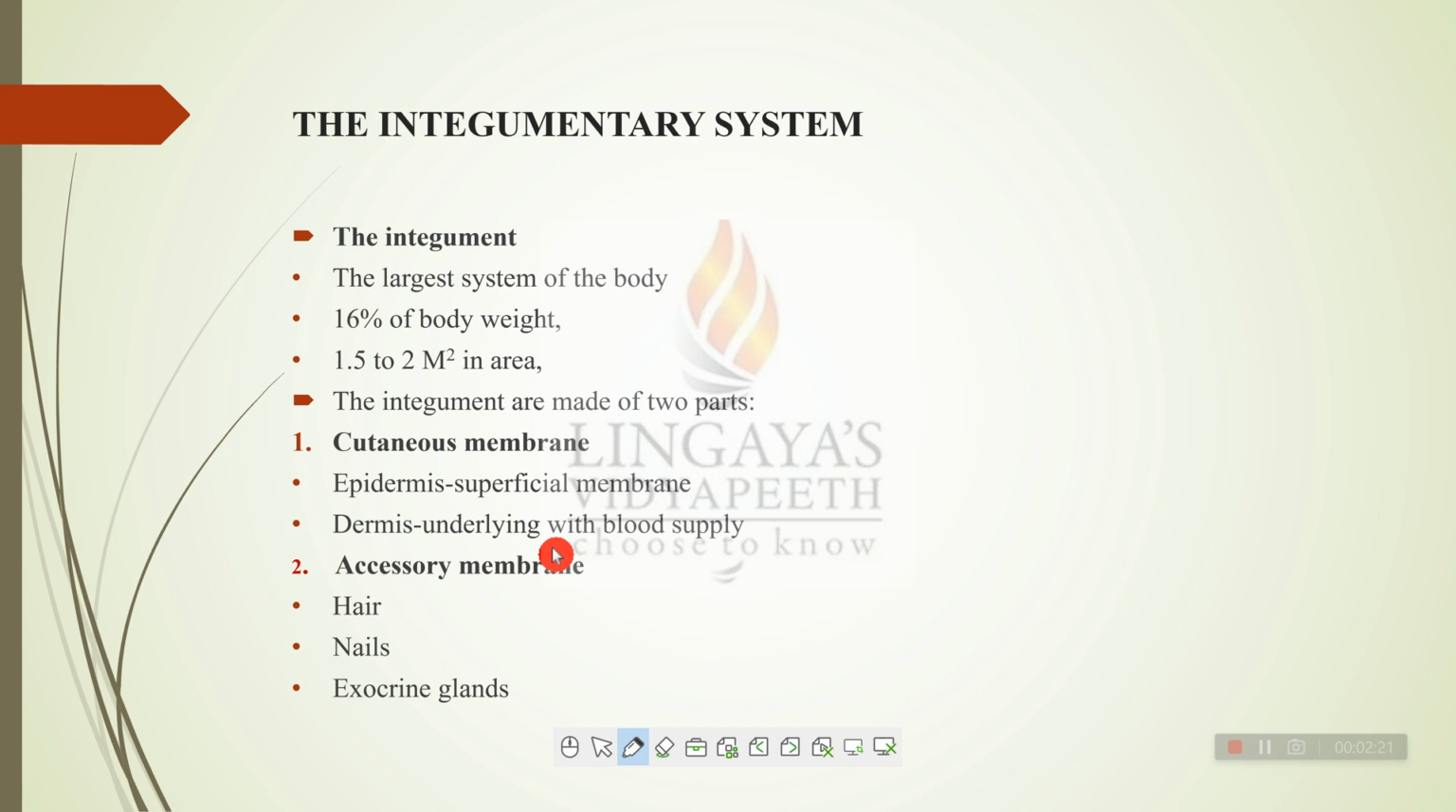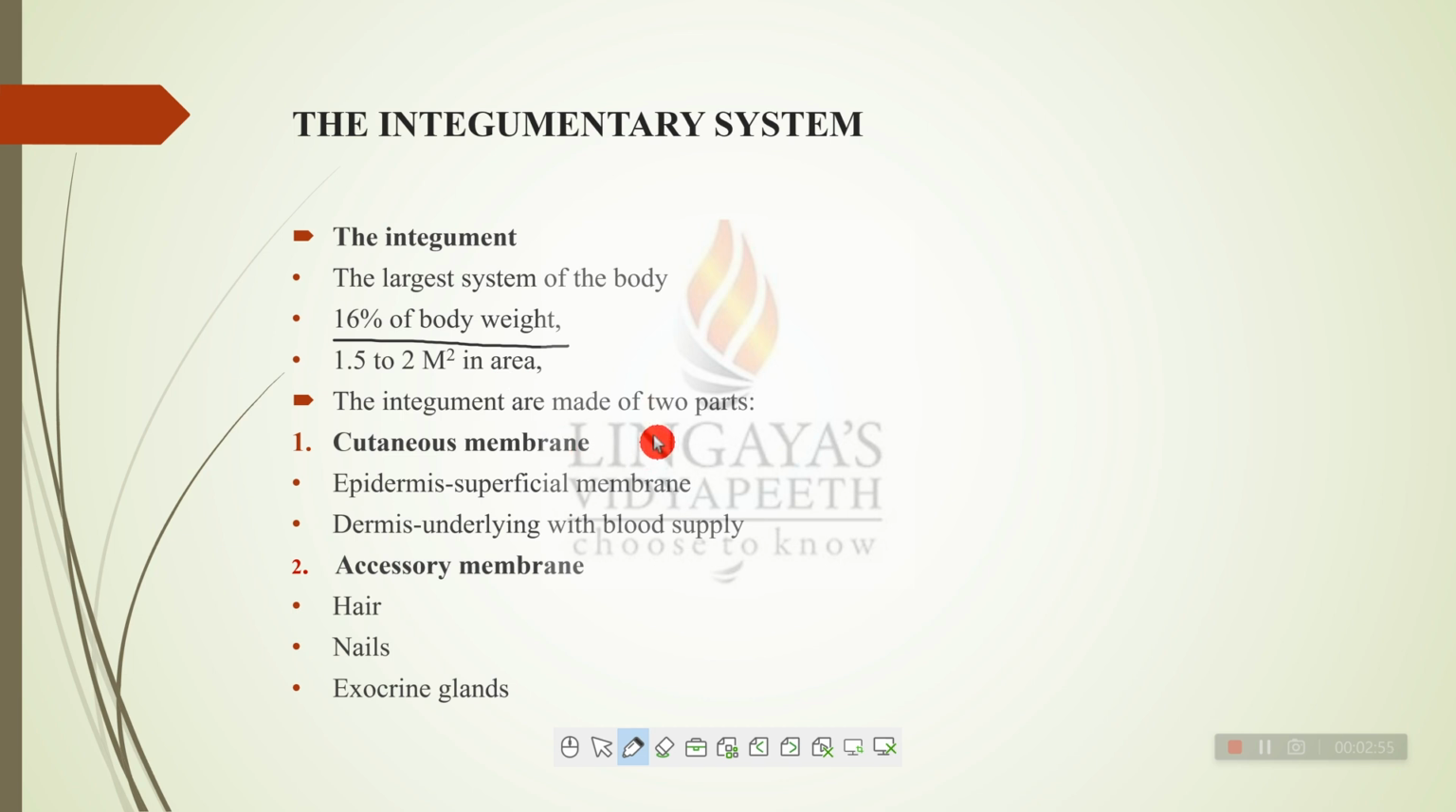Moving on. Now talking about the integumentary system in detail. It consists of the integument, which is the largest system of the body. It is approximately 16% of the average body weight, which is accounted for by the integument or skin. It is 1.5 to 2 meters square in area. If talking about the surface area, it is broadly covering 1.5 to 2 meters square.